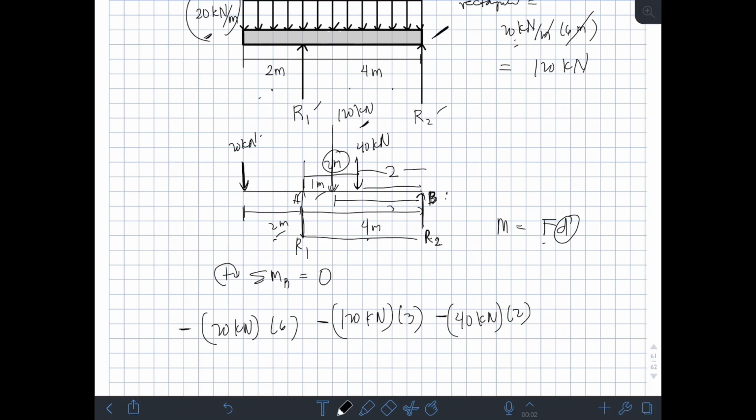And then, lastly, yung unknown, yung R1. So, 4 meters siya from point B. So, yung unknown R1, by the way, anong sign niya? Upward siya. So, magti-tend siya mag-rotate, this time clockwise.